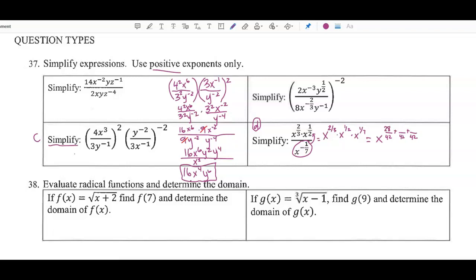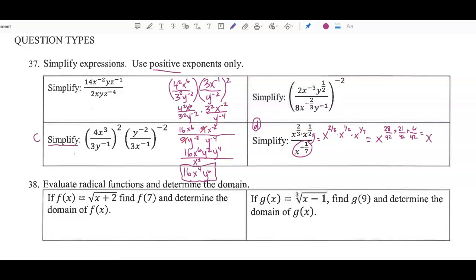And then here, 2 times what gives me 42? 21, so I'll times the top by 21. And then 7 times what gives me 42? 7 times 6, so I'll times the top by 6. And now I just need to add all of those numerators together.